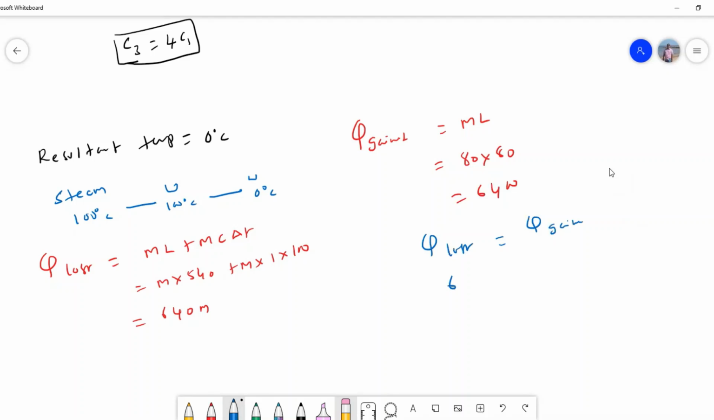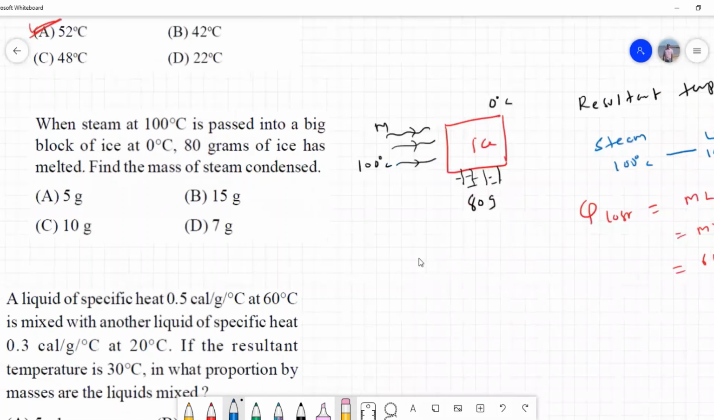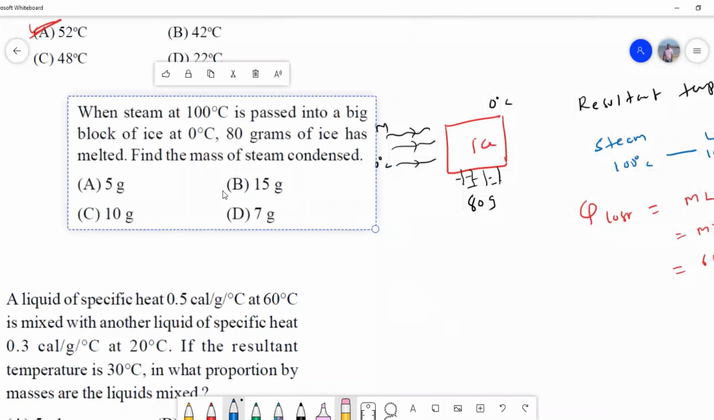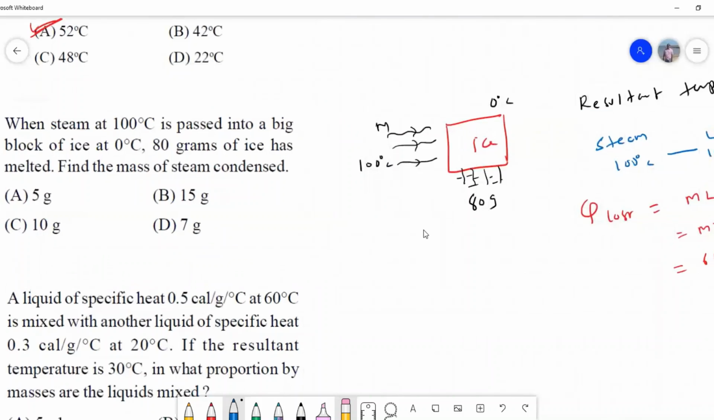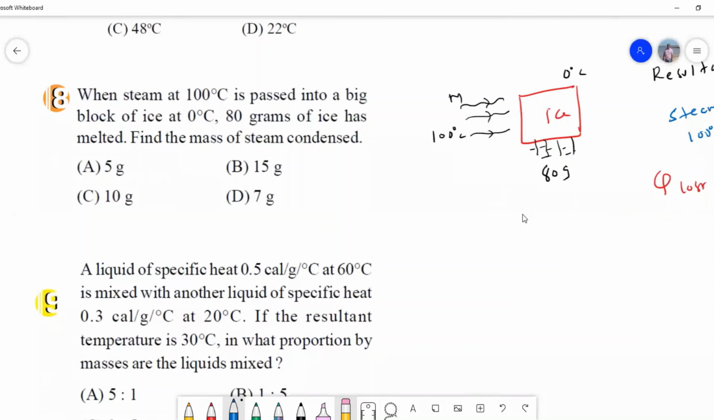So let's equate: 640 M is equal to 6,400. M is equal to 10 grams. So how many grams of steam have we taken? That's what is asked. Find the mass of steam condensed. Because all the steam is condensed, the answer is option number C. So 10 grams of steam has condensed.